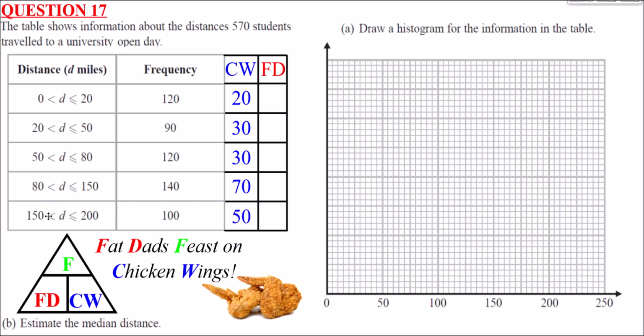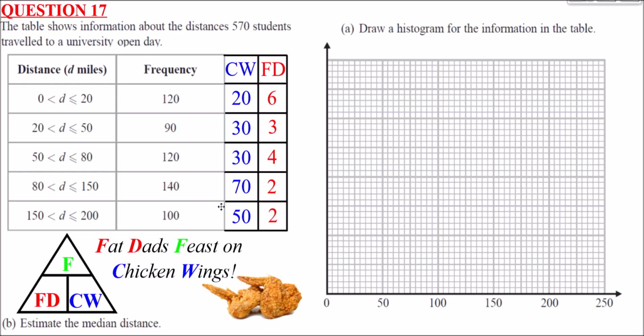Now the frequency densities are just simply what we get when we divide this column by this one, the frequency divided by the class width. So the first one, 120 divided by 20, that frequency density gives us 6. 90 divided by 30, that gives us 3. 120 divided by 30, of course that's going to be 4. 140 divided by 70 is 2. And finally, 100 divided by 50 is, again, 2.